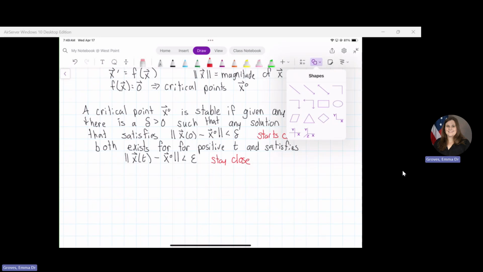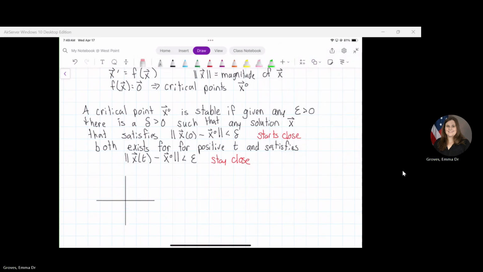So if we wanted to draw a little picture to represent this, let's say I have my critical point right here, and we're just going to draw a circle around this critical point, a circle with radius delta, where the critical point is the center. That is not circular, but that's the best I'm doing at the moment. And then we're going to have another circle that's slightly bigger with radius epsilon around this critical point.